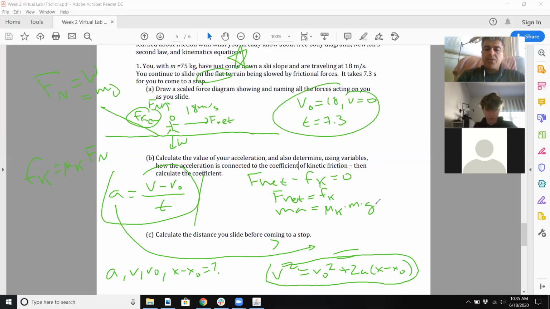And the ends cancel and you just solve for UK. So one way you could think about it is, how's a person going to stop? Because of friction, right? And so that has to equal your mass times acceleration.